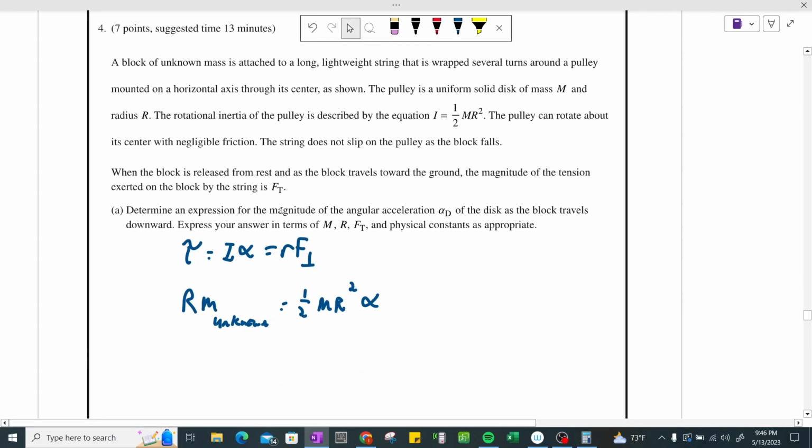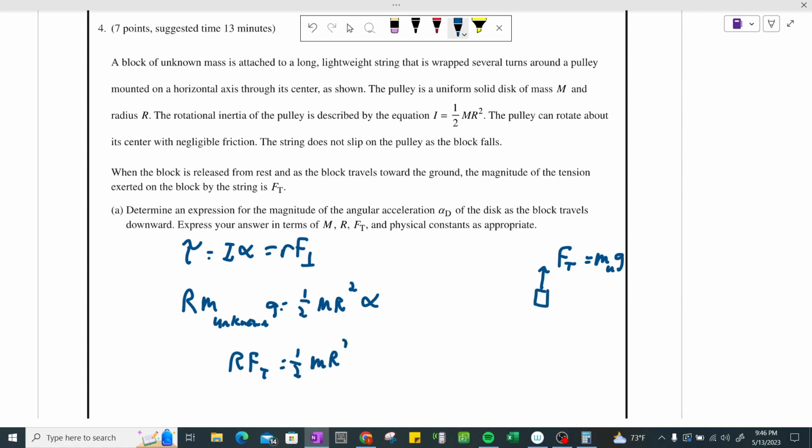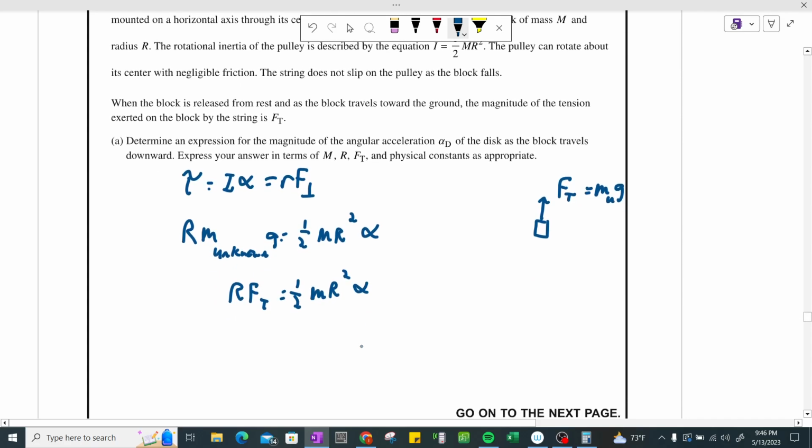I have an idea for that, because it gives us that tension exerted on the block by the string. So if we think about that block, I've got a block hanging down. It's got a tension force F of T, which tells me that really that's equal to my, we'll say M unknown times G. I don't care about necessarily what the unknown mass is because it says I can use F of T. So remember, this is our RF sine theta, and this will really be R m unknown g. But we're going to replace that and just say it's going to be R F T equals 1/2 m r squared alpha. And now we can solve out for alpha.